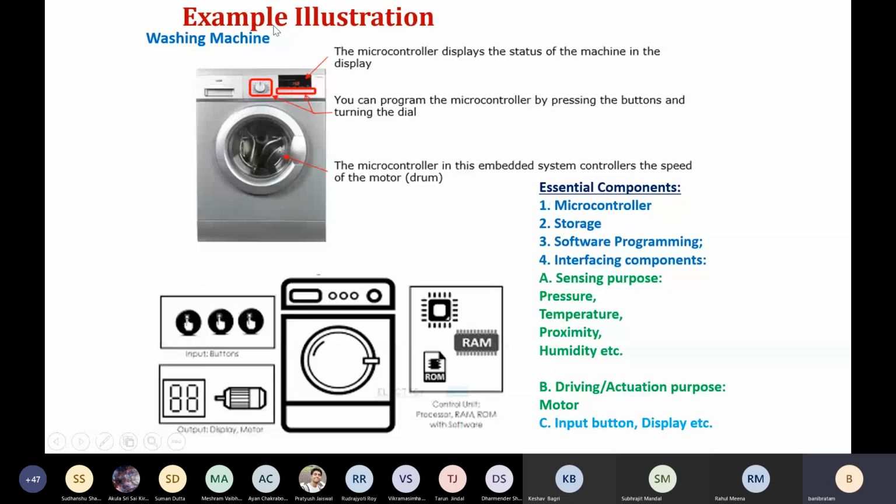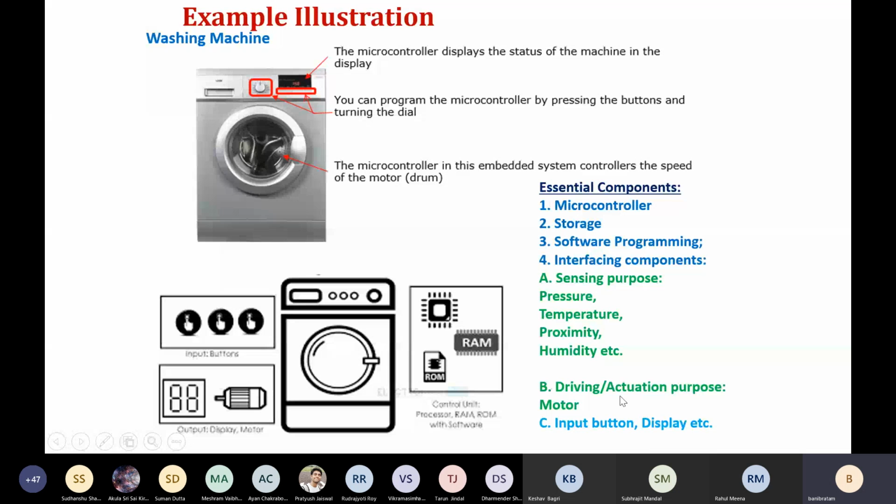This washing machine example, you must remember, comes under the examples of embedded systems, which we have discussed earlier as well. If we look at the components of the washing machine, semi-automatic or automatic, we can find a microcontroller, a storage device, software programming, and additionally the interfacing components, under which different types of sensors come, like pressure sensor, temperature sensor, proximity sensor, humidity sensor, etc. And also some actuators like motors. Fine. And additionally we need some input buttons, displays, etc.